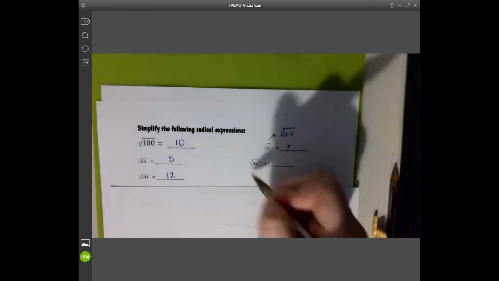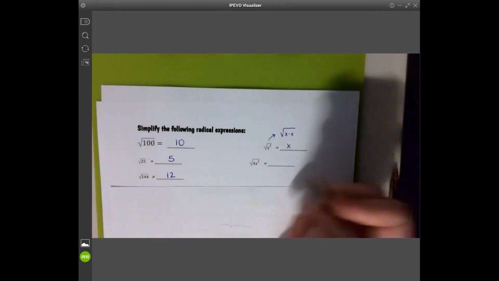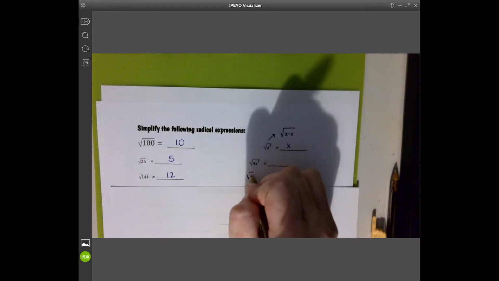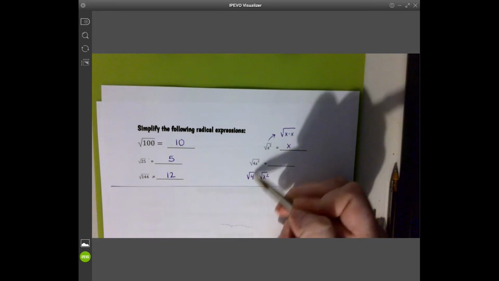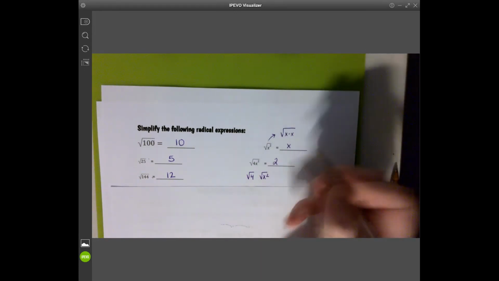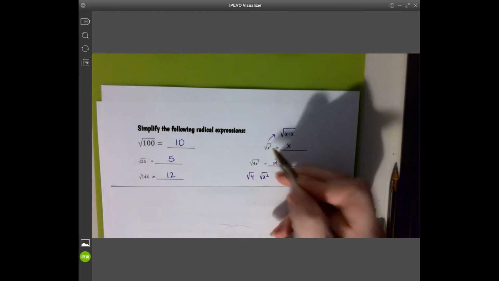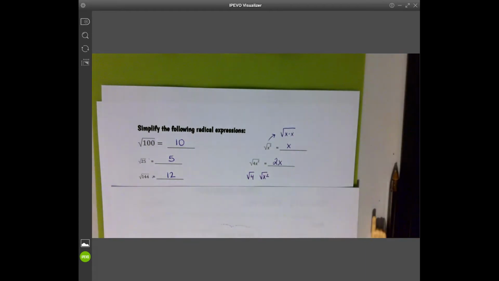Our next example in this section is the square root of 4x squared. We're going to break this into 2 problems: the square root of 4 and the square root of x squared. What is the square root of 4? That would give me 2. And the square root of x squared, as we just did, is x. So the square root of 4x squared is 2x.